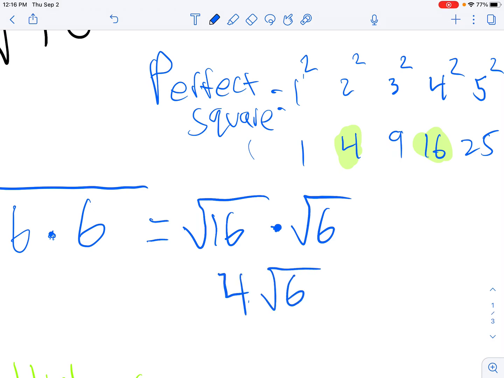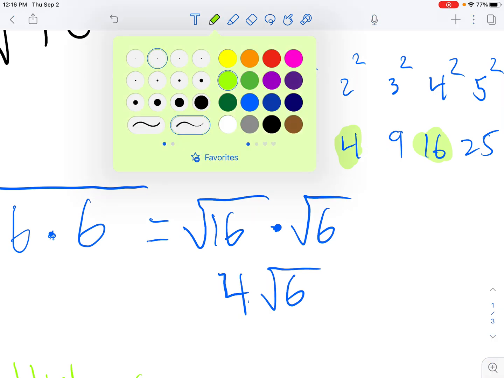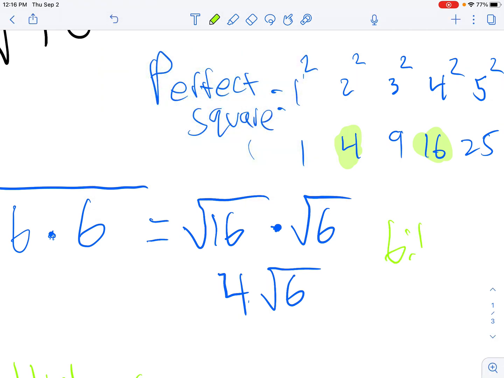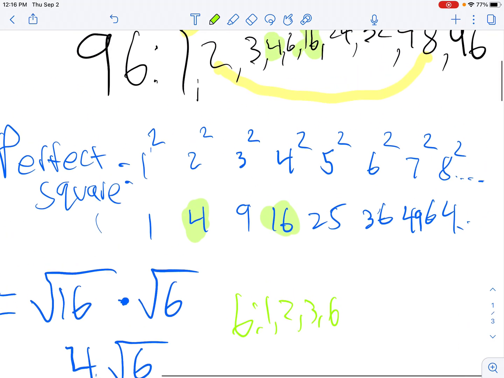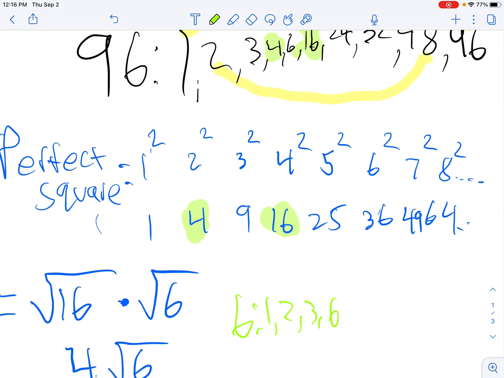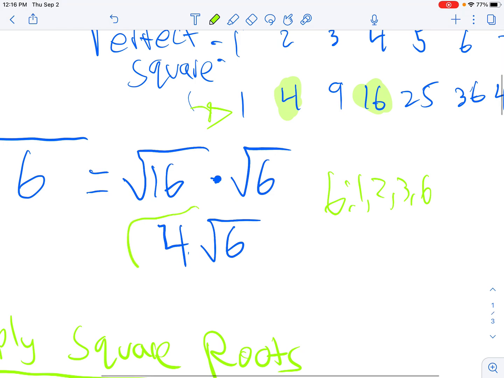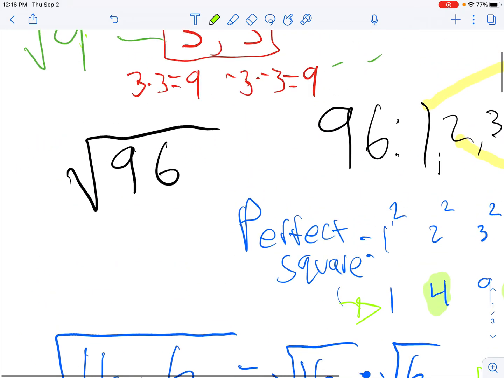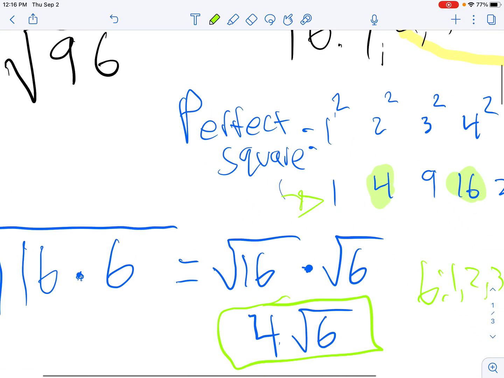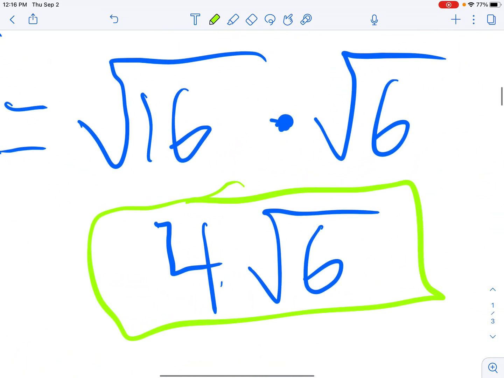And we really can't break down 6 any further, because the multiples of 6 are 1, 2, 3, and 6: 1 times 6 or 2 times 3. None of those numbers are perfect squares. I don't see a 1, 2, 3, or 6 anywhere on my perfect square list. So I really can't simplify this any further, and this is going to be my final answer. We simplified the square root of 96 into 4 square root 6.